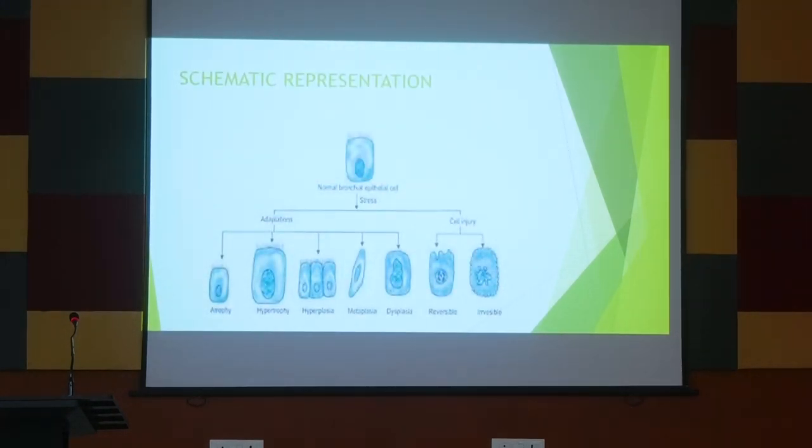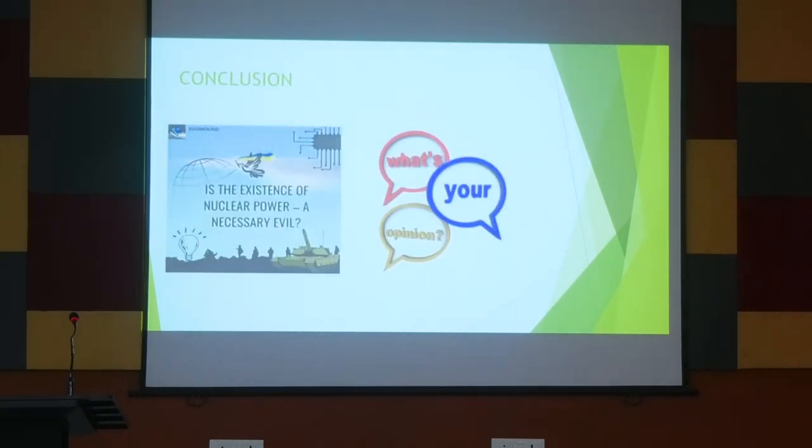So this is basically a schematic presentation of adaptation. There is atrophy, hypertrophy, hypoplasia: increase in size of the cells, decrease in size of the organ, then increase in number of the cells. So this is basically a schematic representation of all the four things that I have taught you. Okay, so in the end, conclusion.